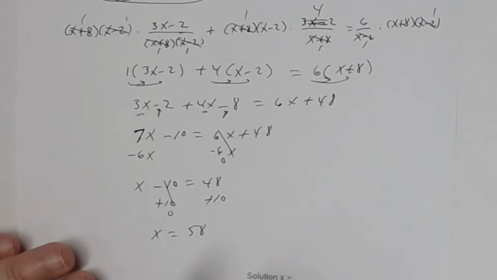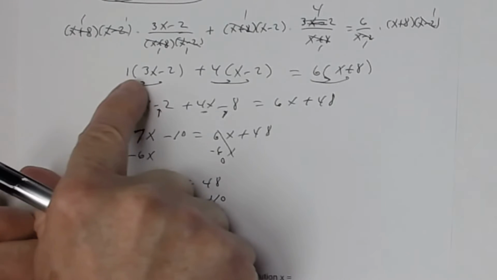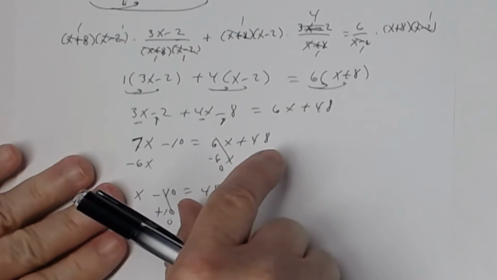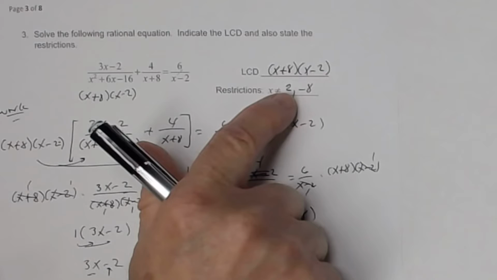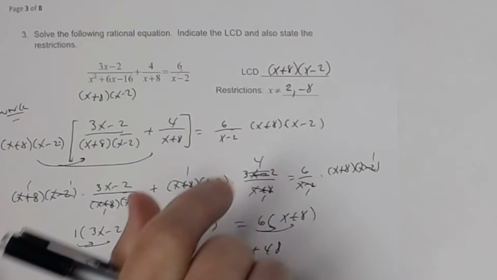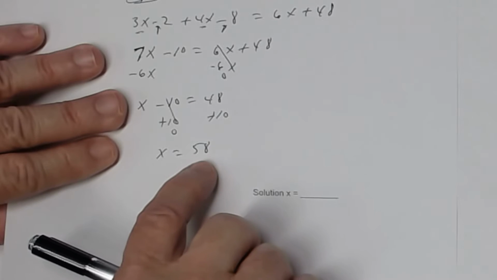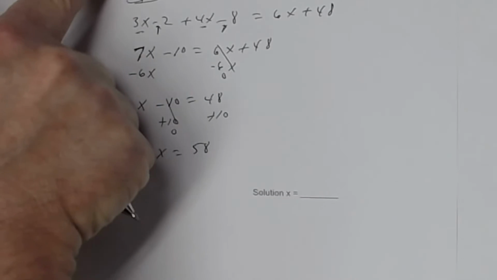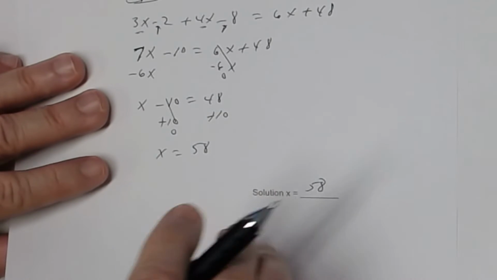Now, before you go on, remember you have to check for extraneous solutions, false solutions. So x equal 58 is a solution to this linear equation, but is it a solution to this rational equation? And that's where those restrictions come in. So notice the only restrictions are 2 and negative 8, and since this is not 2 or negative 8, then that's going to be a solution. All right, so that's it.